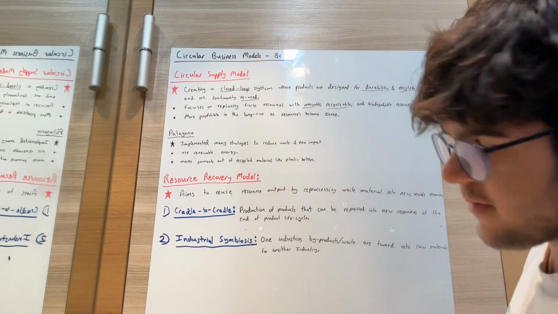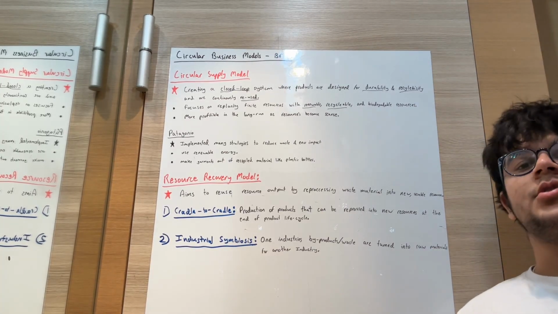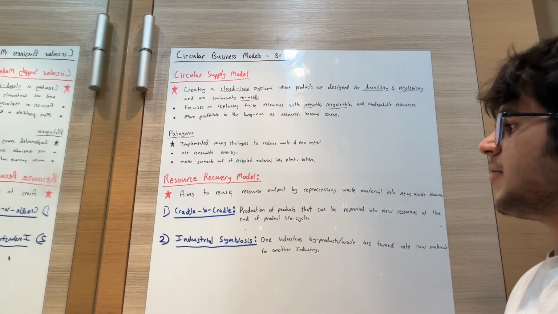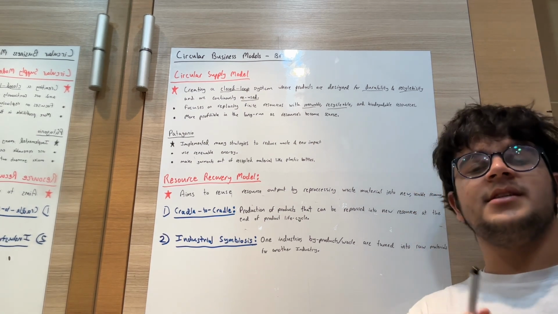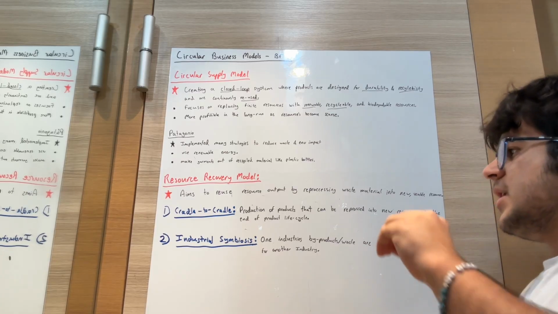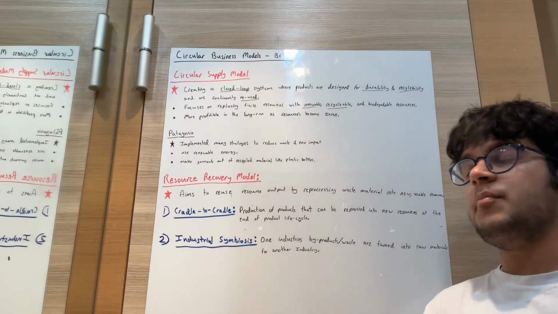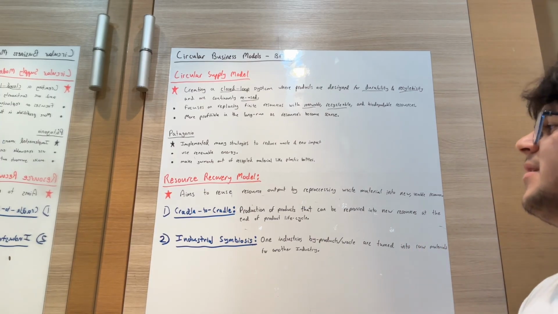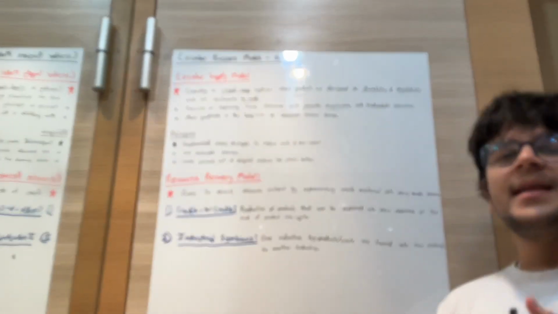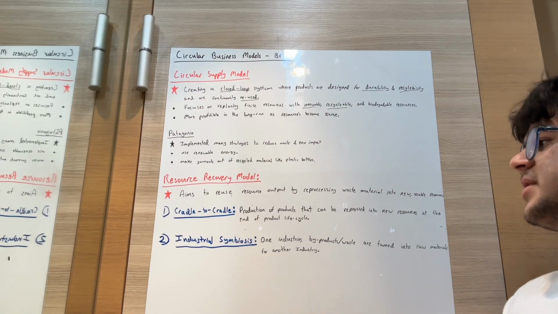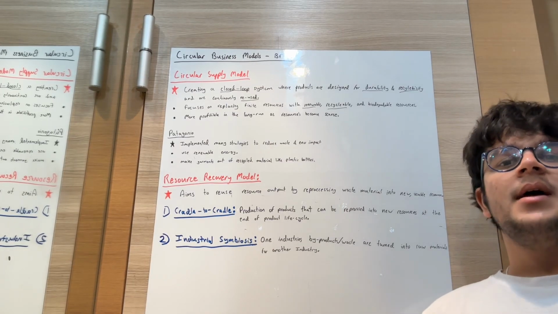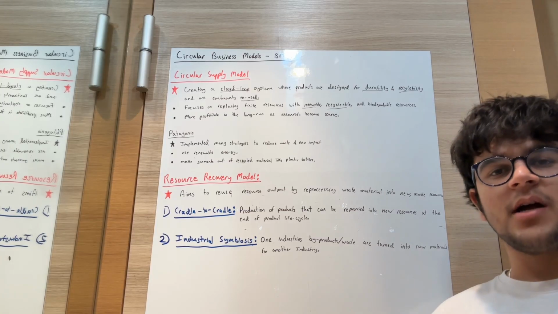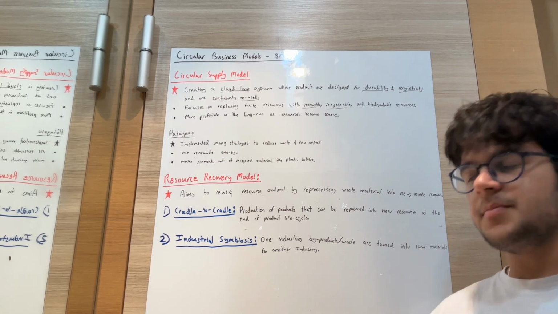So when we look at resource recovery models, the two most basic examples are cradle to cradle design and manufacturing, and this idea of industrial symbiosis. Now we should know cradle to cradle from 5.3 of lean production methods. It's a sustainable method of production of products that can be reprocessed into new resources at the end of their product life cycle. That is meant to be biodegradable, good for the environment, and sustainable.